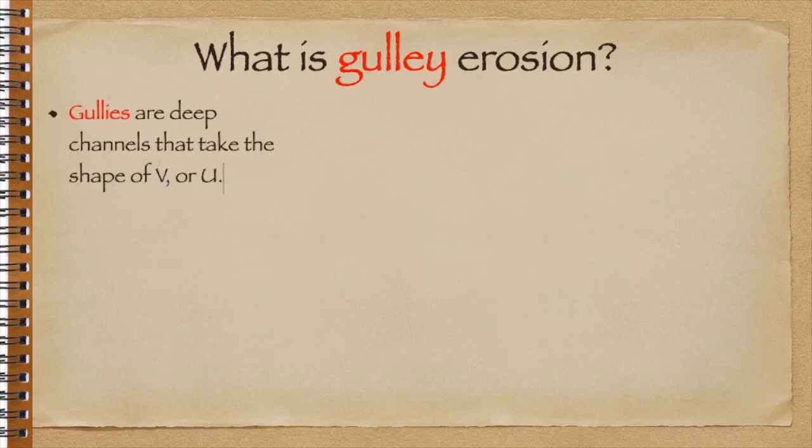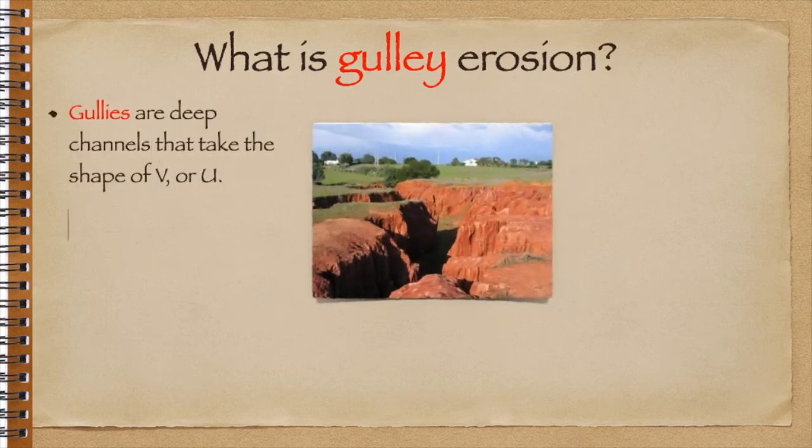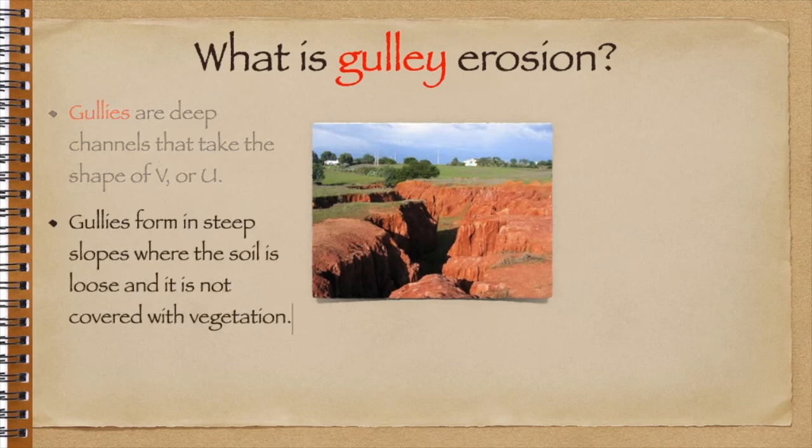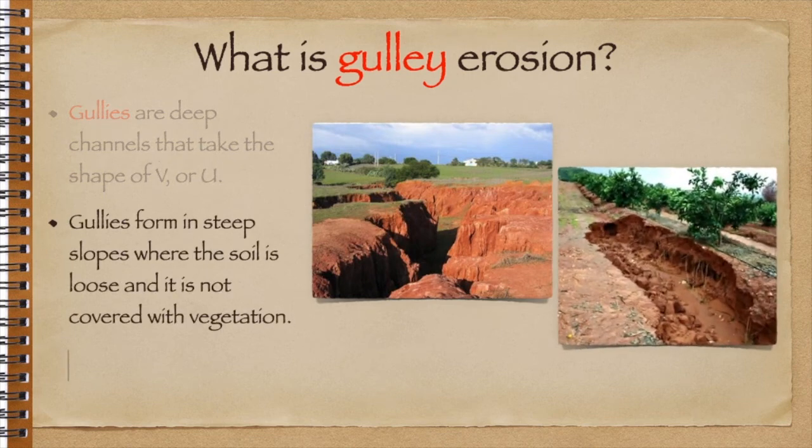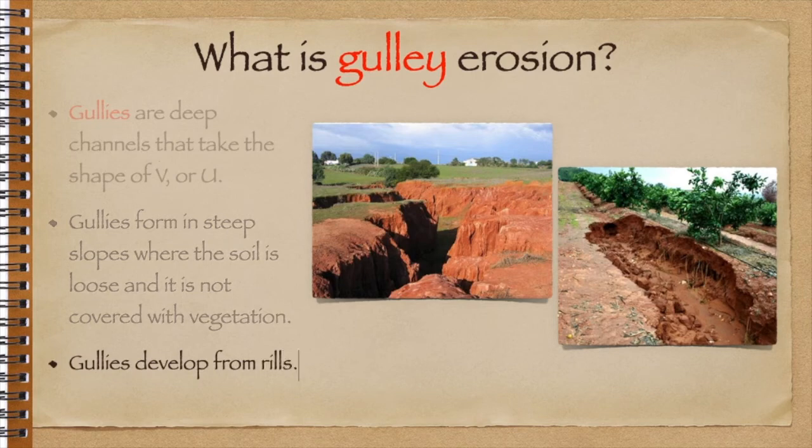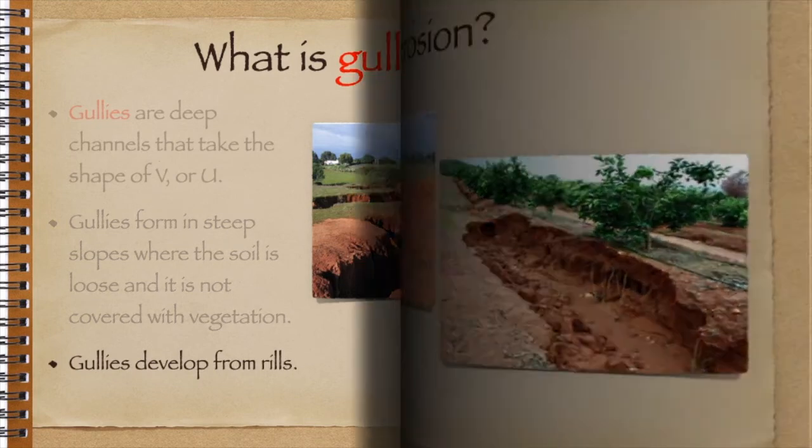Gullies are deep channels that take the shape of letter V or letter U. Gullies form in steep slopes, where the soil is loose and it is not covered with vegetation. Gullies often develop from rills.